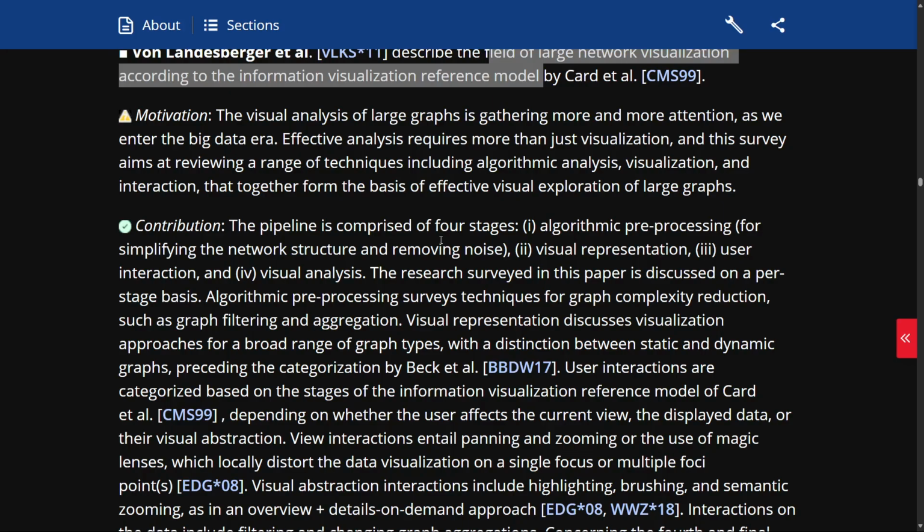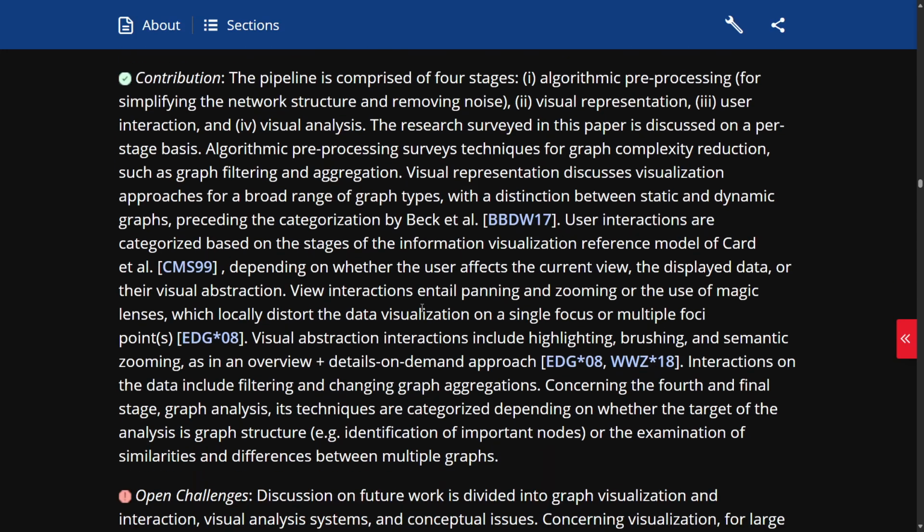User interactions are categorized based on the stages of the Information Visualization Reference Model of Card et al., CMS99, depending on whether the user affects the current view, the displayed data, or their visual abstraction. View interactions entail panning and zooming or the use of magic lenses, which locally distort the data visualization on a single focus or multiple foci points, EDG08. Visual abstraction interactions include highlighting, brushing, and semantic zooming, as in an overview plus details on demand approach, EDG08, WWZ18. Interactions on the data include filtering and changing graph aggregations.